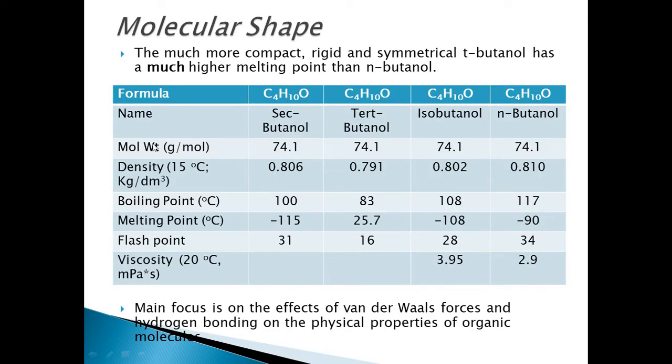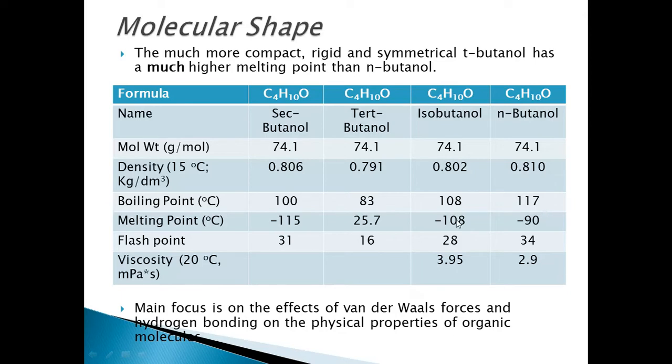As you can see in this table, these are the four different butanols, having the same molecular formula, only the structures are different. You can see their densities, the boiling points are different, the melting points are also different. Whereas tertiary butanol boils at 83 degrees, secondary butanol boils at 100 degrees Celsius, while isobutanol boils at 108, and normal butanol boils at 117.